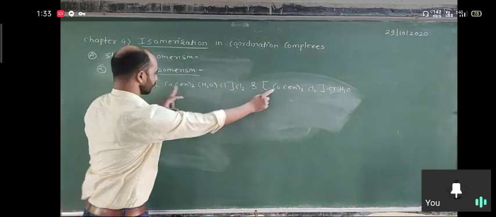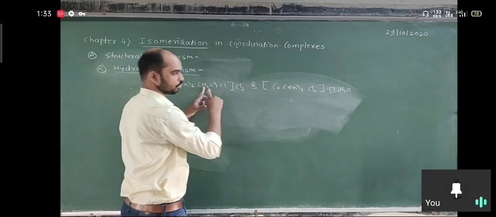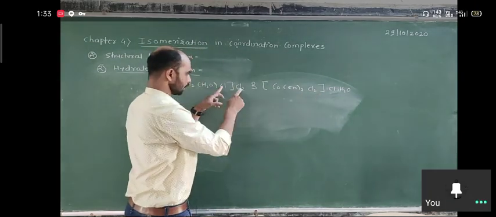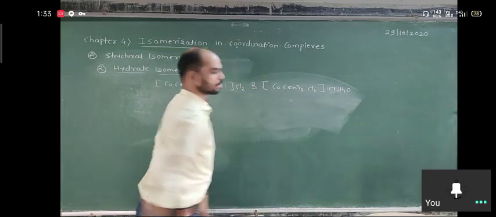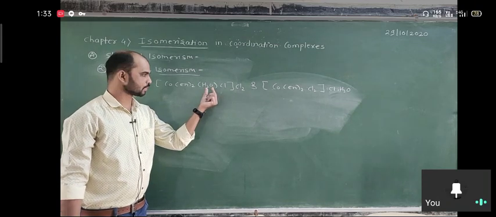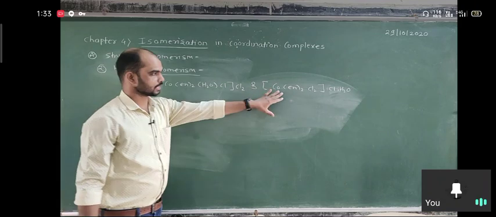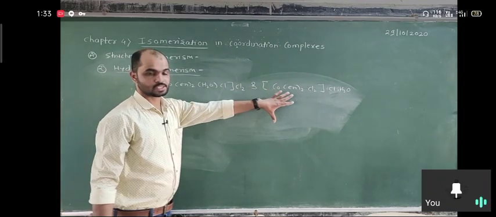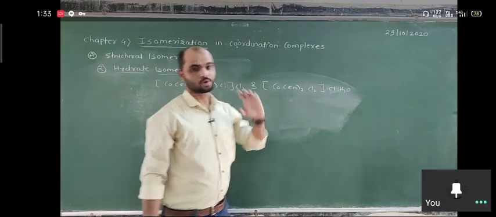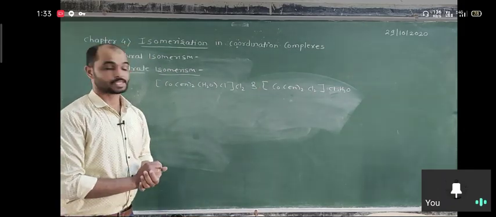In the first, how many cobalt? 1 each cobalt. There are 2 ethylenediamine, 2 ethylenediamine. How many water molecules? 1 water molecule, 1 water molecule. 3 Cl, 3 Cl. Means both have the same molecular formula. What is the difference? In the first case, the water molecule is present inside the square coordination sphere, but in the second case, the water molecule is present outside of the coordination sphere. That means both are hydrate isomers of each other.